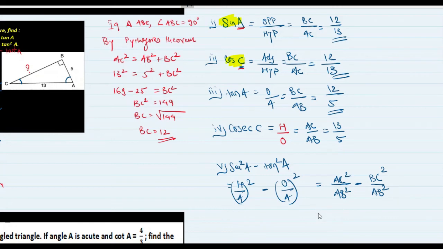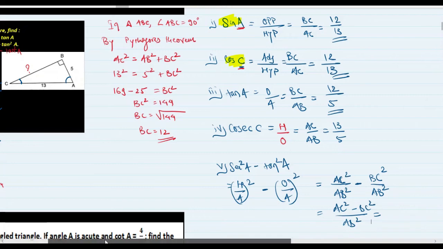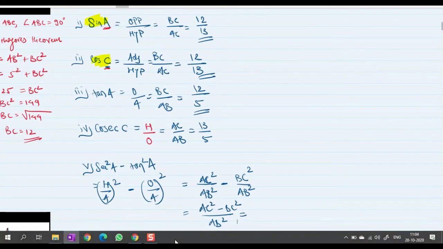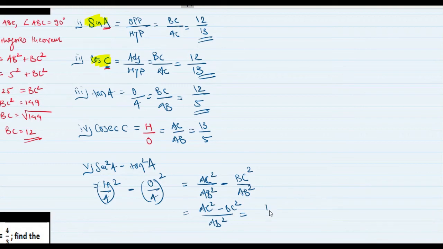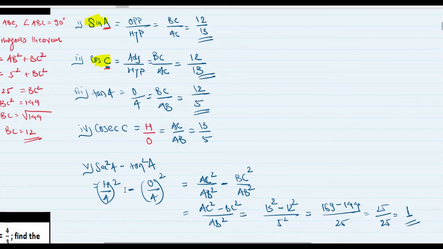Okay, so we have AC square minus BC square upon AB square. Now, if you want, you can put the values of AC, BC and AB. AC in the triangle is 13 square, minus BC is 12 square, upon AB square, so AB is 5 square. Okay, so 13 square is 169 minus 144 upon 25. That is 25 upon 25, which is 1. So sec square A minus tan square A is 1. So that's your first square relationship for you. Sec square A minus tan square A is the square relationship.